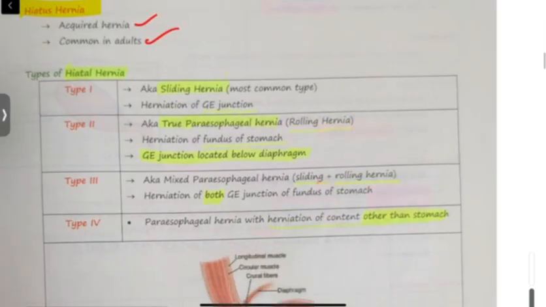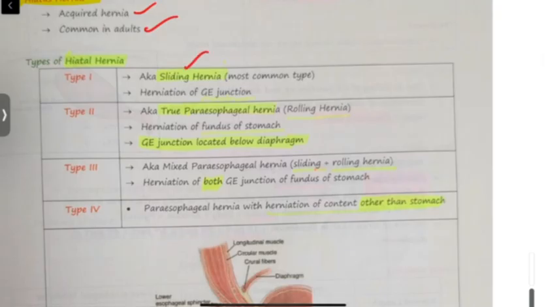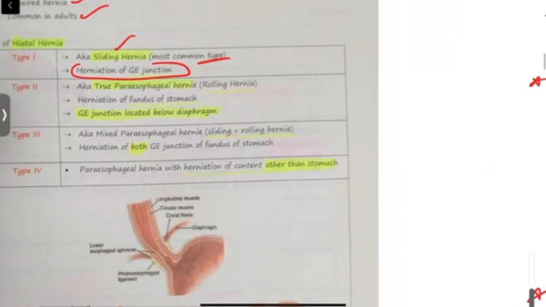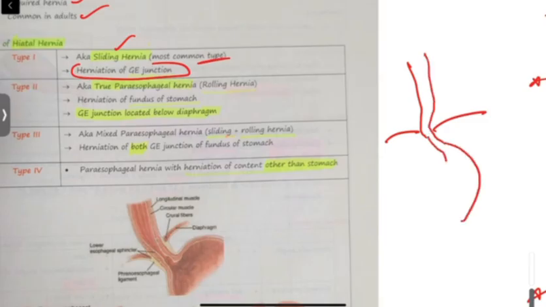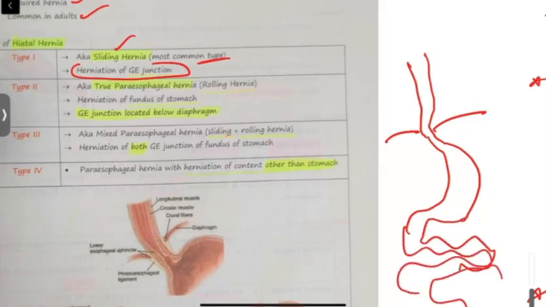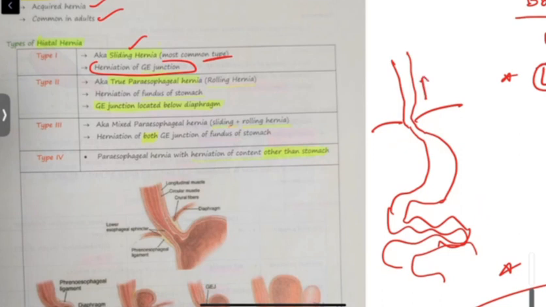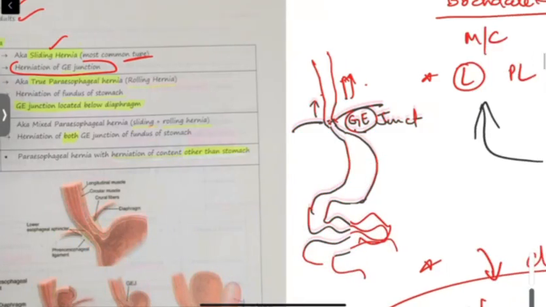Okay, so now there are certain types of hiatal hernia. Type 1 is sliding hernia. It is the most common type. Herniation of the GE junction: what happens, it slides. So imagine this is the diaphragm, this is the esophagus, and then it continues as the stomach, and then the intestine. So this will slide up. This is the gastroesophageal junction, esophagus and stomach, that junction. So this will slide up, hence the name sliding hernia. Because of this there will be herniation of the gastroesophageal junction.